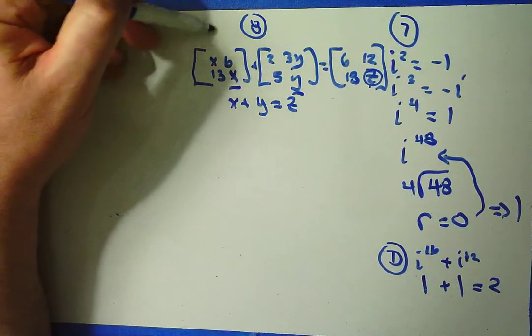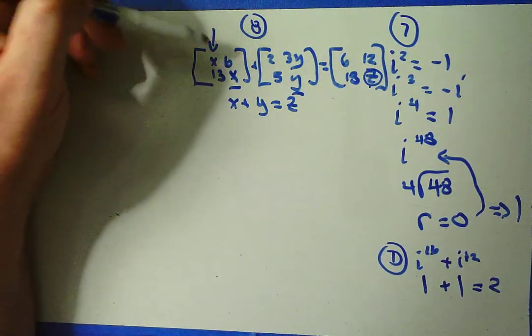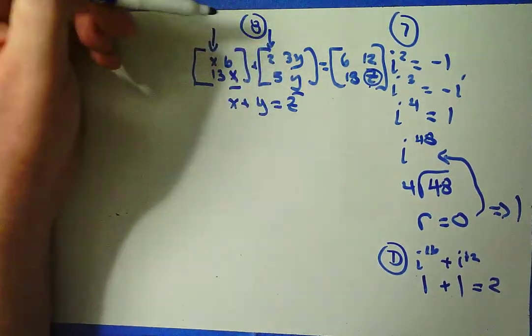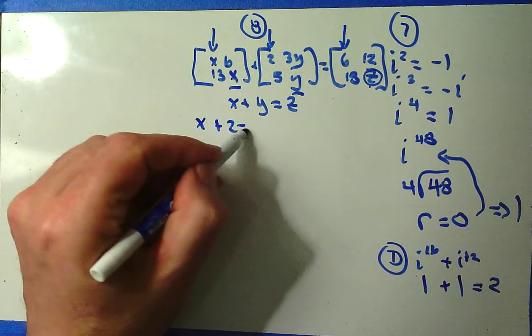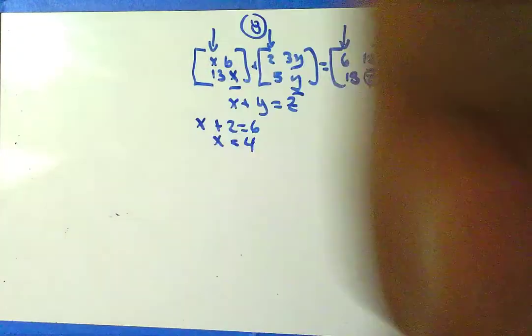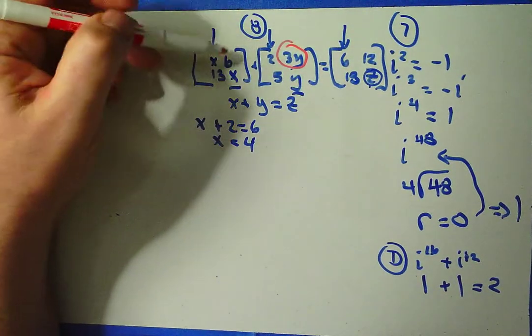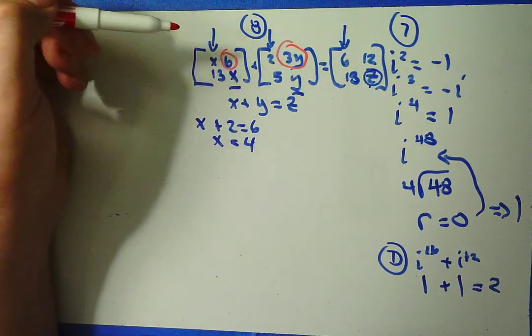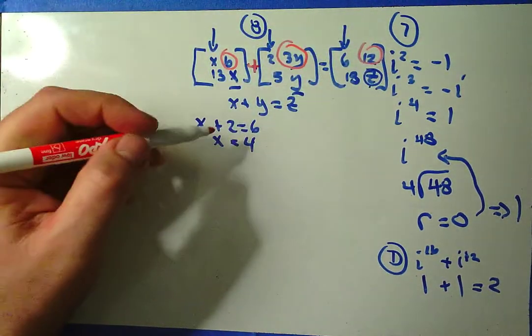So I look up here and I notice, oh, here's an x in the top left cell. So I'm going to add top left cell with top left cell to make top left cell. x plus 2 equals 6, so x equals 4. Now let's repeat the same process with y. I see y here in the top right cell. So I'm going to take top right cell plus top right cell equals top right cell.